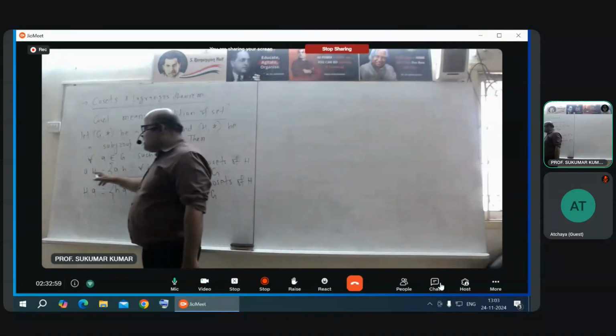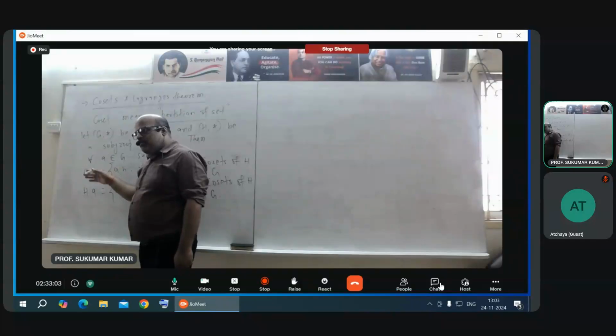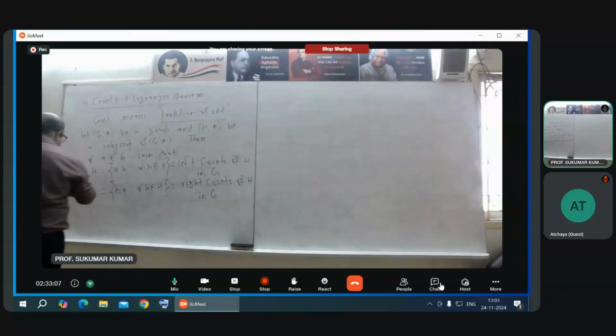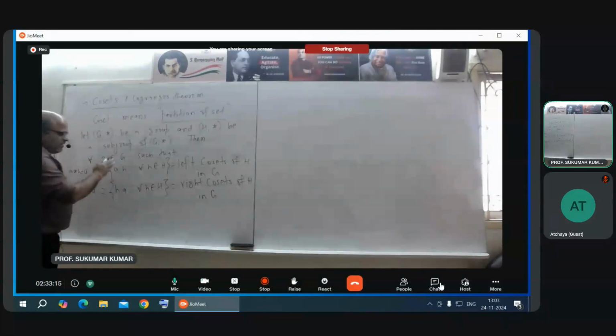Here, the symbol means star, whatever group operation comes here, not necessarily multiplication. Sometimes it is also written as A star H, H star A, which means from the right side we have to do the operation, and on the left side also the star, whatever operation comes here.